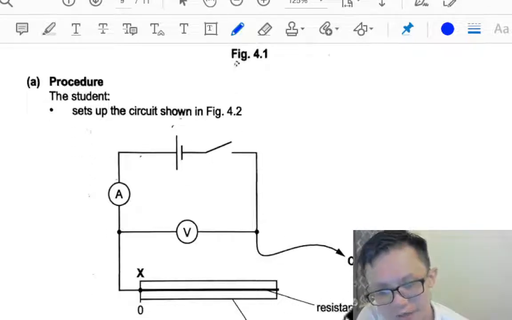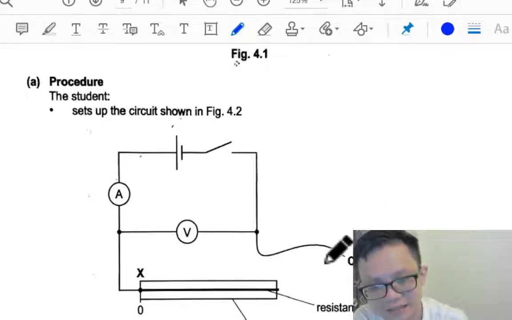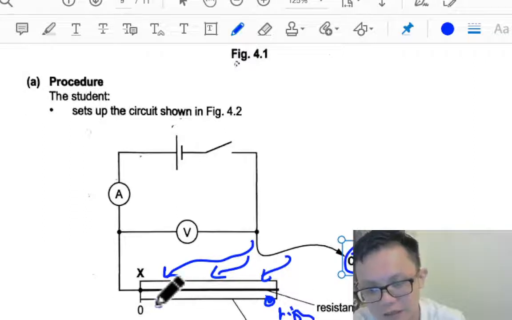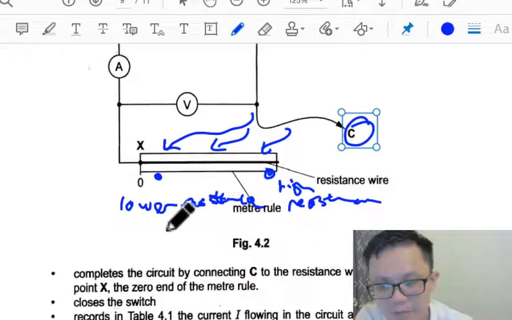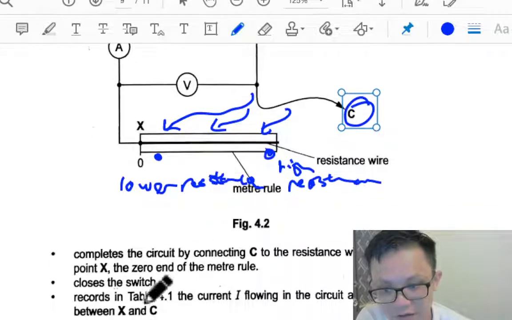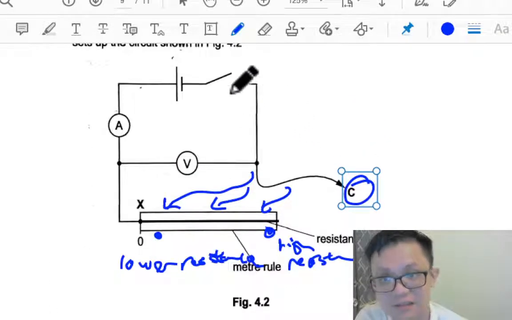resistance wire. Okay, so this one you can adjust. The C, you can put here, or here, or here. But of course if you put it here, it means there is a high resistance. If you put it here, it will be lower resistance. Okay. Complete the circuit by connecting C at the resistance wire, 400 mm from X. Okay. Close the switch. Closing the switch means the circuit is on.